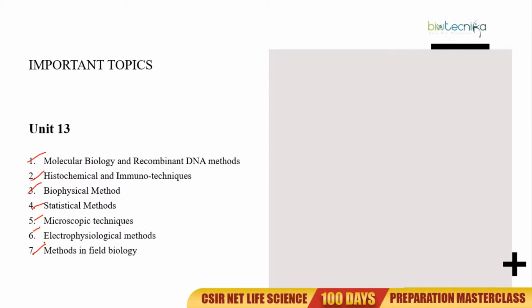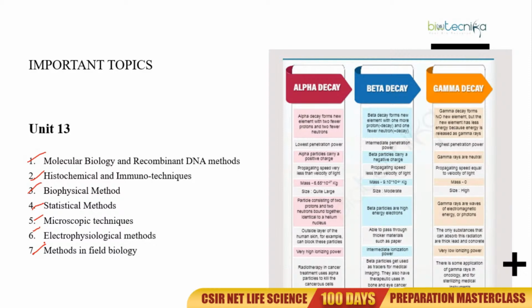Now I'll just quickly show you some 2-3 samples from a few of these units. Like for unit 13, I told you comparative study is very effective, right? So you can definitely use such kind of table. This is a table which is showing you the radioisotope decay process, and this comes under radiolabeling techniques. So what are the different decays and what is the property? You can definitely go through such tables to memorize the differences.